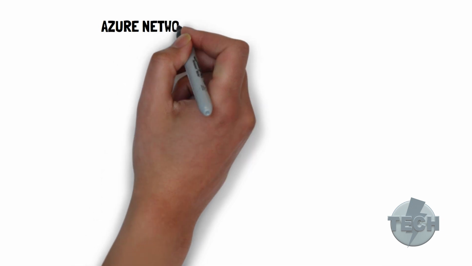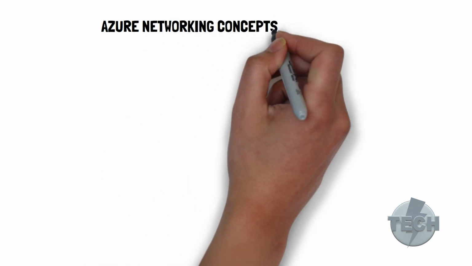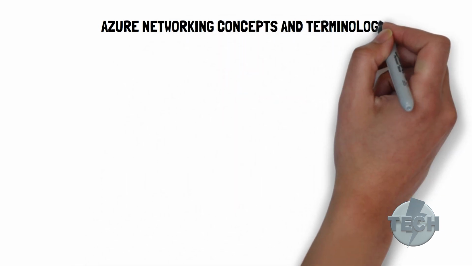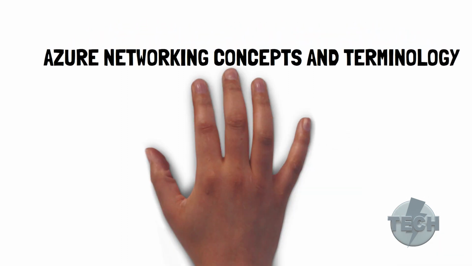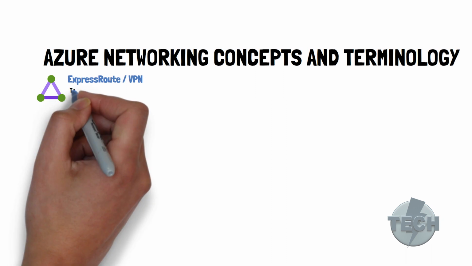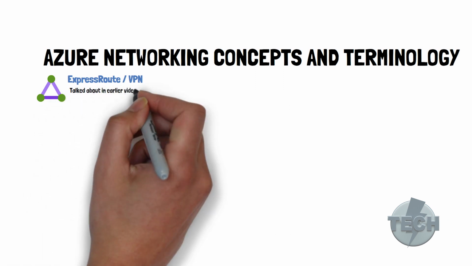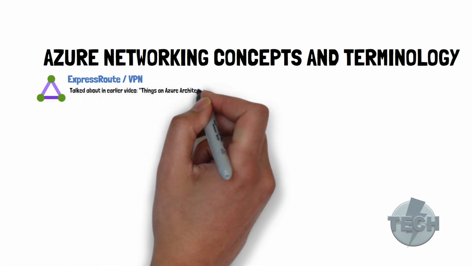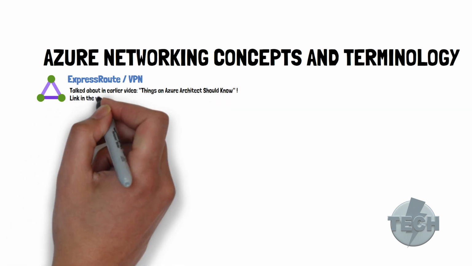Let's put several concepts and terminology in Azure surrounding networking on the table right here, right now. First off, Azure ExpressRoute VPN. We talked already about this in an earlier video, 5 Things an Azure Architect Should Know. So check that out, link is in the description.